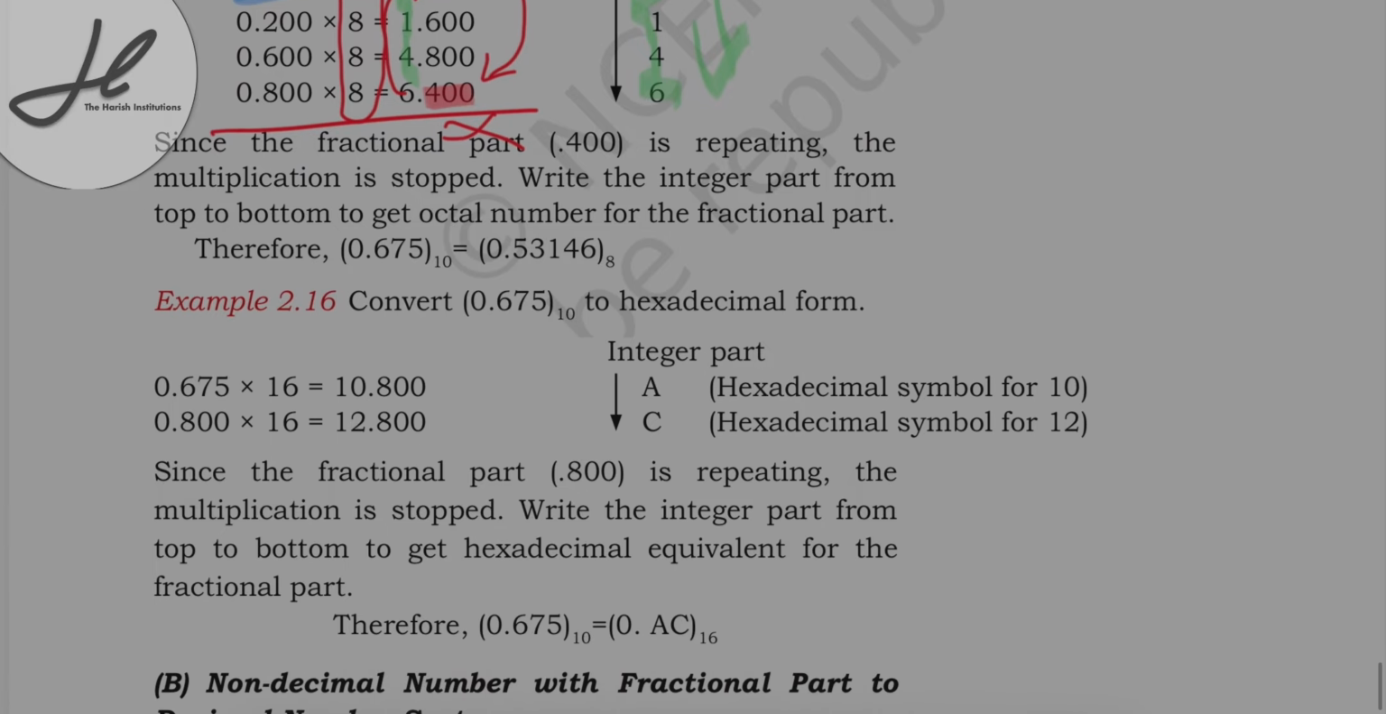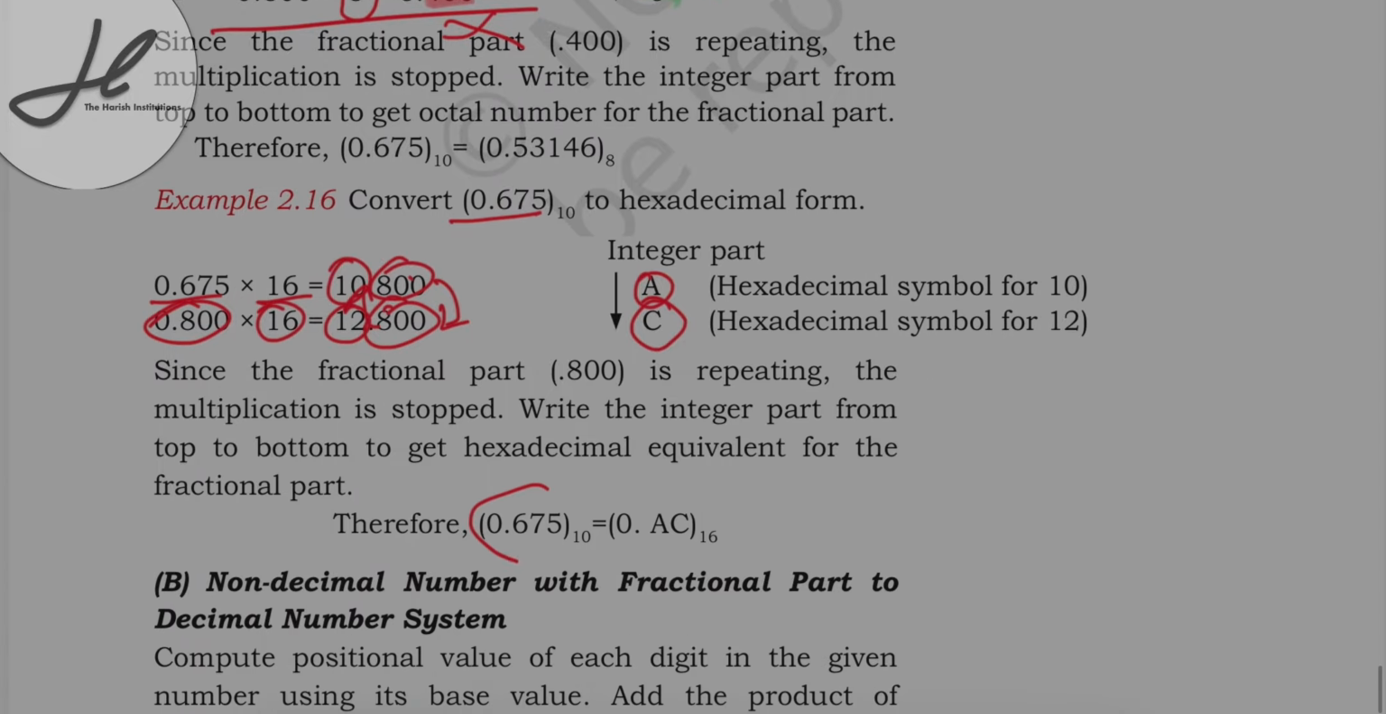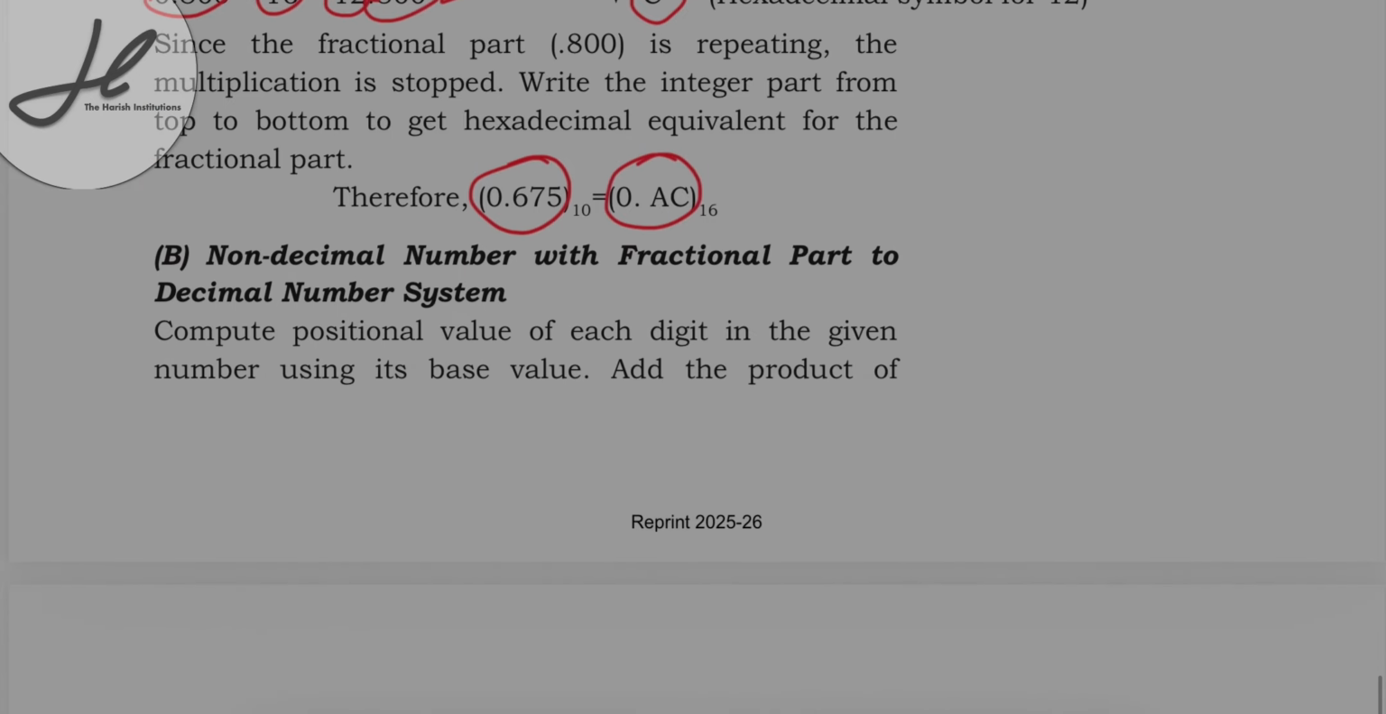जैसे कि इसको अगर हम सेम हेक्साडेसिमल कन्वर्ट करें, सो पॉइंट ए 16, 10 will be written here, 10 for hexadecimal will be written a, then 800 multiplied by 16, the 12 is represented as c in hexadecimal, then we can see 800 again, so you can see repeating 800 will repeat, so on and on. So we will stop. 0.675 will be converted point ac for base 16.